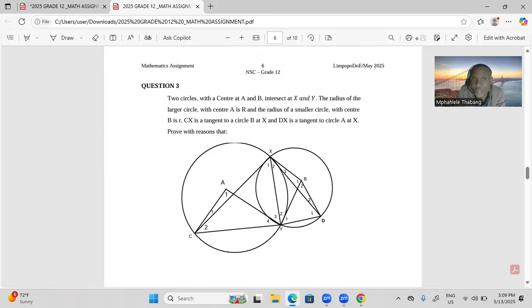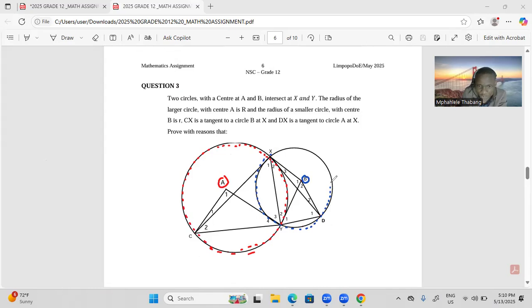Read the information. Please read the information. Two circles with center at A and B. So we have got two circles with center at A and B. So they are saying here A is the center of this big circle. And they are also saying B is the center of this smaller circle.